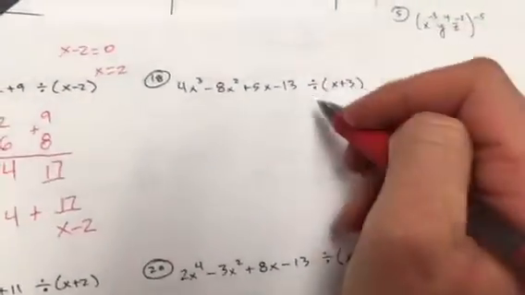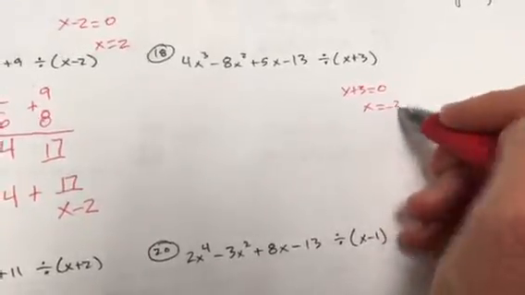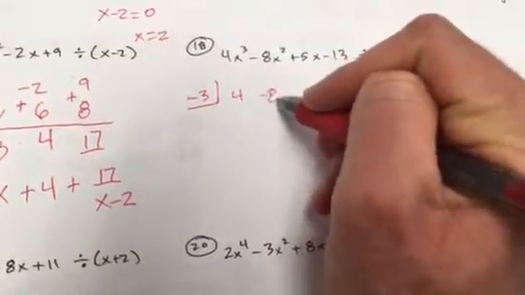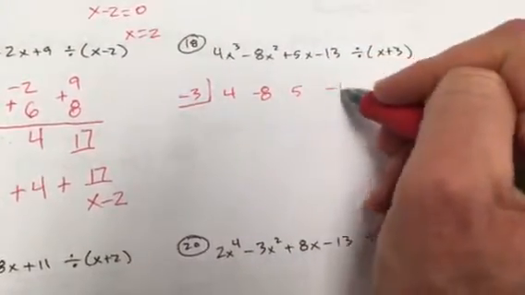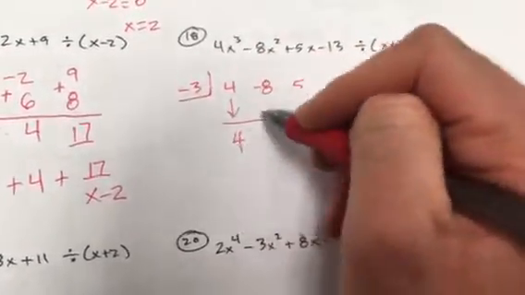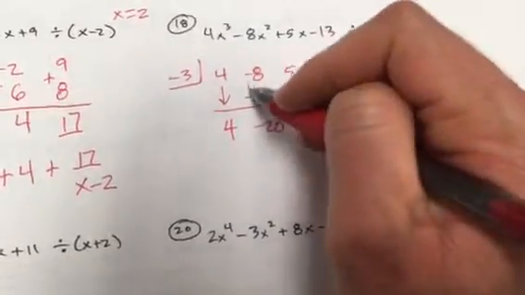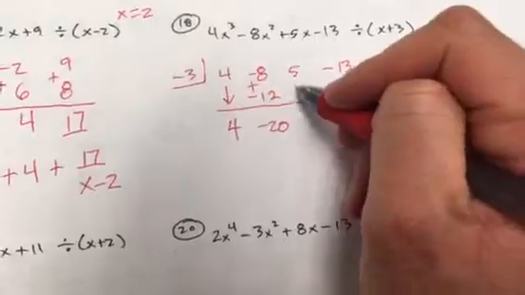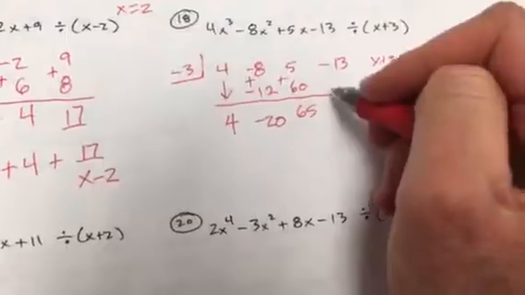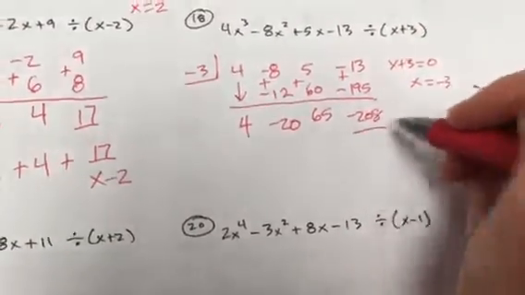Here on 18, set x plus 3 equal to 0. x equals negative 3 goes in this cubby. 4x to the third, negative 8x squared, 5x, negative 13. Bring down the 4, negative 3 times 4 is a negative 12. Add them together, you get negative 20. Negative 3 times negative 20 is 60. Add them together, you get 65. Negative 3 times 65 is negative 195. Add them together, negative 208 is your remainder.